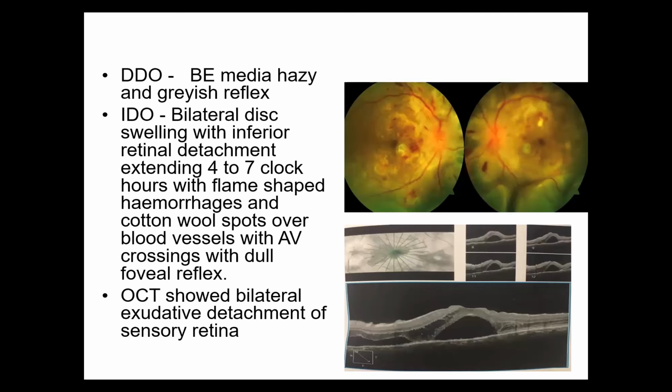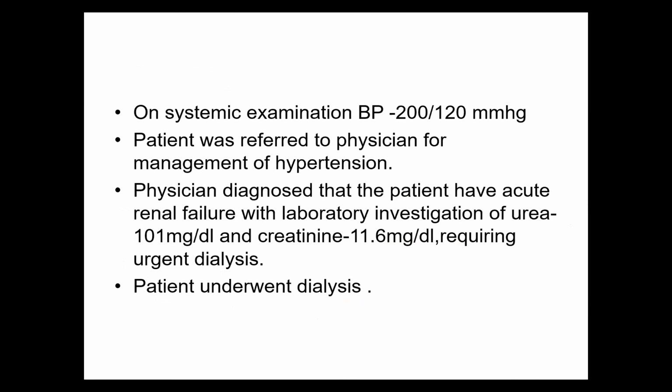Coming to the fundus examination, on distant direct ophthalmoscopy, both eyes showed hazy media and a grayish reflex. Indirect ophthalmoscopy showed bilateral disc swelling with inferior retinal detachment extending from 4 to 7 clock hours, with flame-shaped hemorrhages and cotton wool spots over the blood vessels with arteriovenous crossings, and a dull foveal reflex. OCT showed bilateral exudative detachment of the sensory retina. On systemic examination, blood pressure was 200 with 120 diastolic millimeter of mercury. The patient was referred to a physician for management of hypertension. The physician diagnosed acute renal failure with laboratory investigations of urea 101 milligram per deciliter and creatinine 11.6 milligram per deciliter, requiring urgent dialysis.